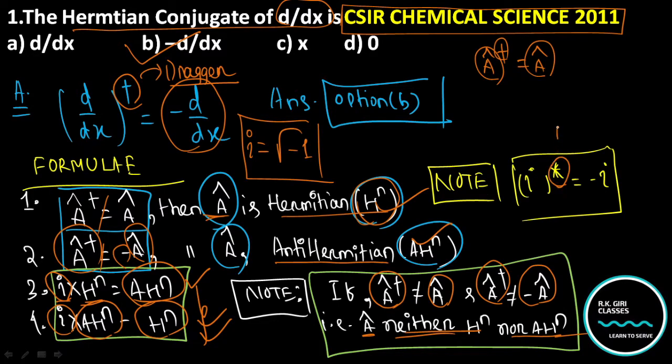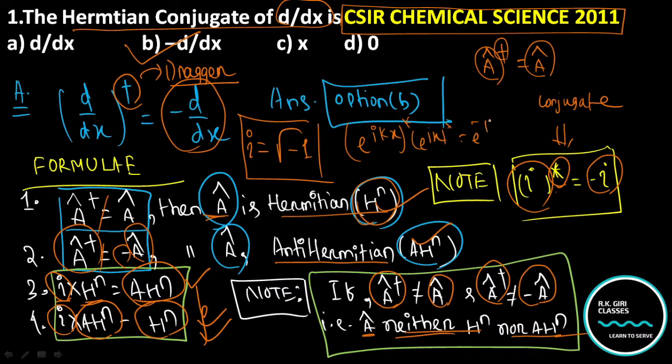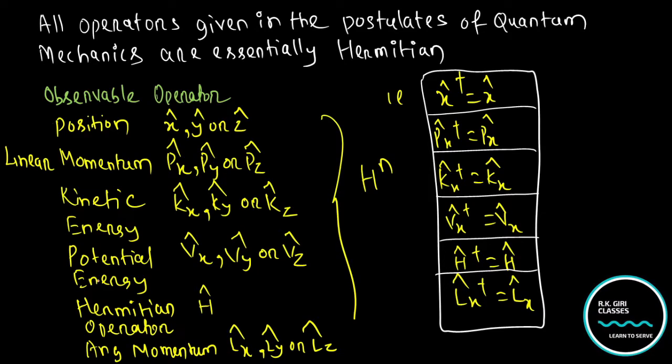And you have to remember this is conjugate. That means if you find the conjugate of i, the value will be minus i. You remember e to the power ikx or e to the power ix; the conjugate is represented like this, e to the power minus ix, e to the power minus ikx. So therefore d by dx dagger is equal to minus d by dx, because the d by dx operator is anti-Hermitian. Let's find out how many shortcuts we can apply for this Hermitian and anti-Hermitian part.